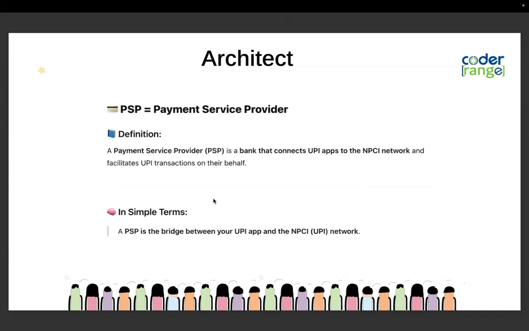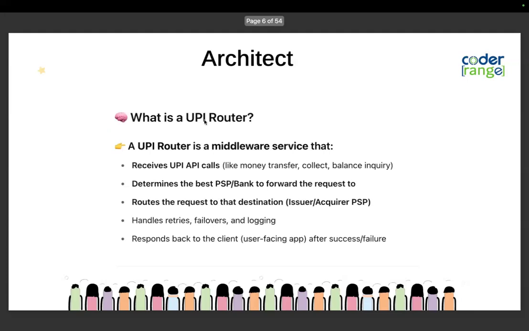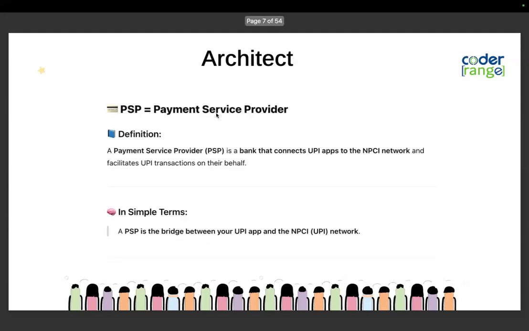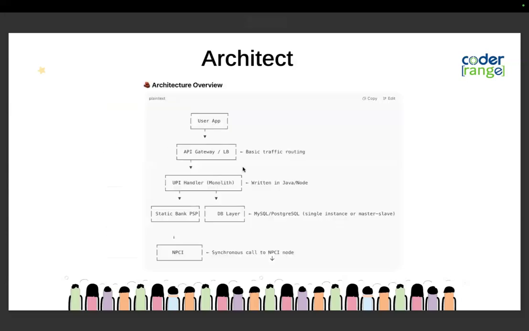In this Paytm scenario, the main root cause issue involved a payment service provider, which is a bank that connects your UPI apps to the NPCI network. These two are very important: the router is a very important component, and the second is the payment service provider. They actually talk to NPCI and other networks. Now I'll tell you the actual architecture they had.